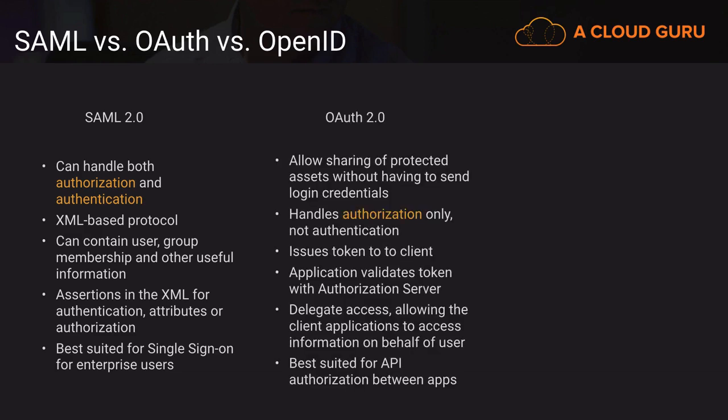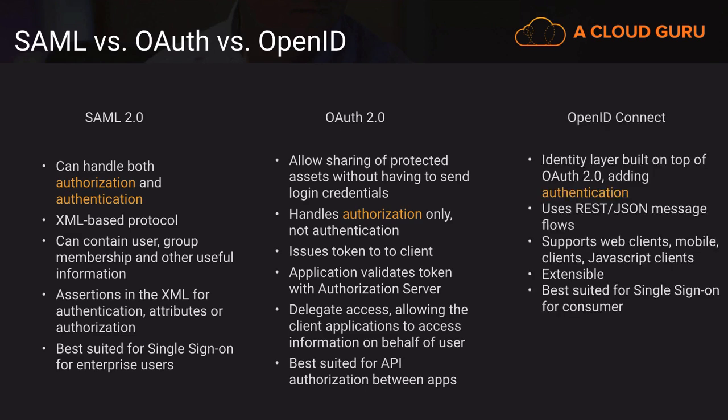OAuth is a little bit different. It allows us to share protected assets without having to send and receive login credentials. And it handles authorization only, not authentication. Generally, it issues a token to the client, and the client uses that token as a sort of pass to interact with the services. It's a sort of delegation, allowing the client to access information on behalf of the user. And generally, it's best suited for API authorizations between applications.